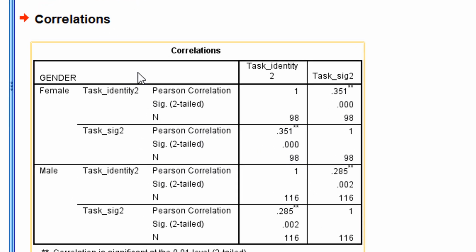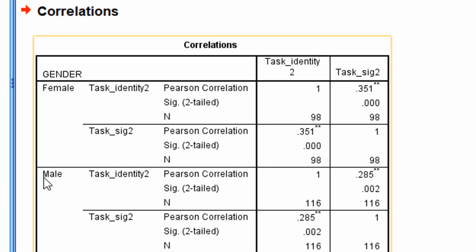Here you can see the correlation is given for females and for males, and the variables are the same, task identity and task significance. You can see that there is 0.35 correlation. The strength of the correlation is fine. It is strong enough. It is not just strong, but it is also statistically significant. And this is for females. Now for males, let's see, the same two variables have a weak correlation which is 0.285, but this is again statistically significant. The p value is 0.002, which is less than 0.05.